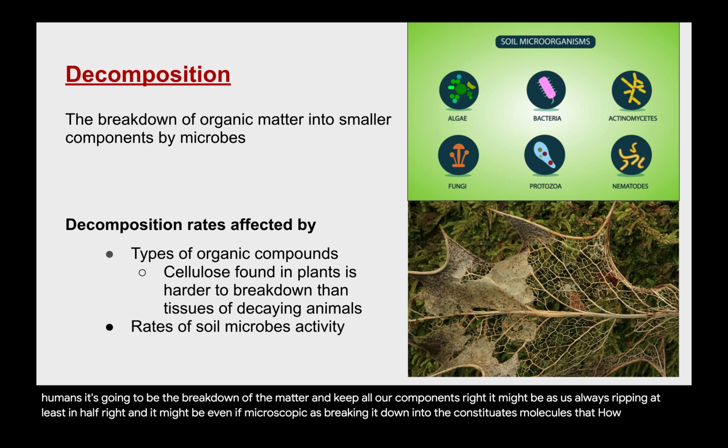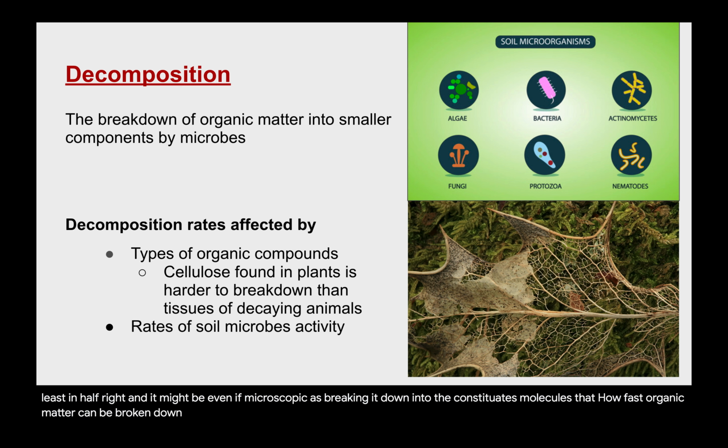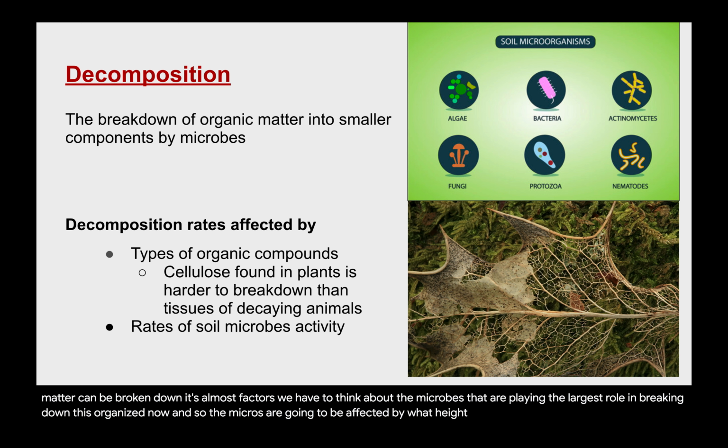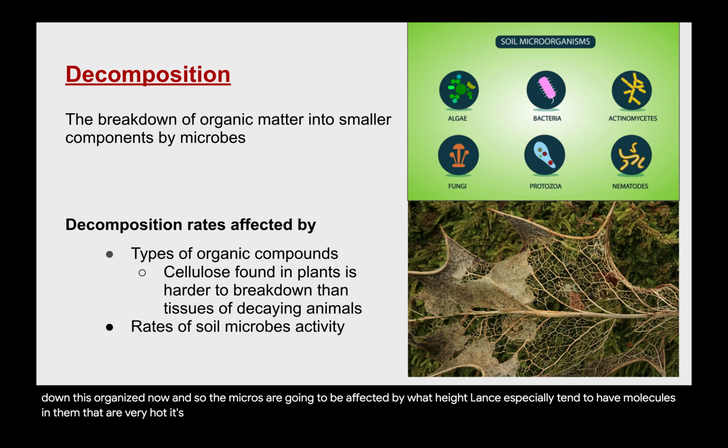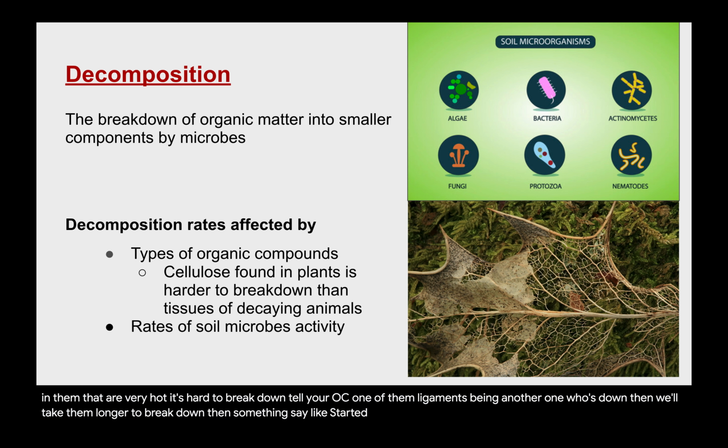When we think about how fast organic matter can be broken down, there are a couple of factors we have to think about. It's really microbes that play the largest role in breaking down this organic matter, and the microbes are affected by what type of organic matter is being broken down. Plants especially tend to have molecules in them that are very tough and hard to break down. Cellulose is one, lignins are another, and they're really hard to break down for most organisms. So they're going to take longer to break down than, say, decomposing insects or a decomposing rodent or some sort of animal. Plants are hard to break down.